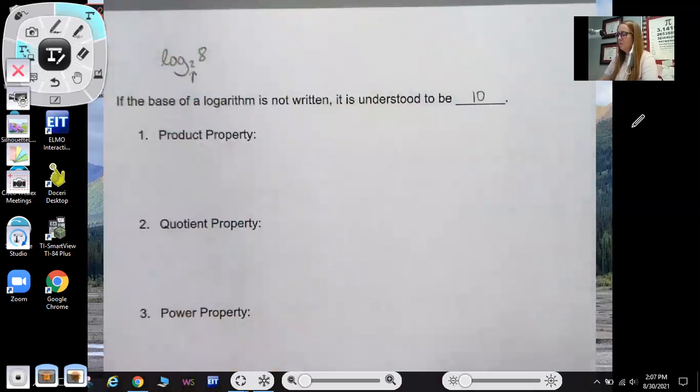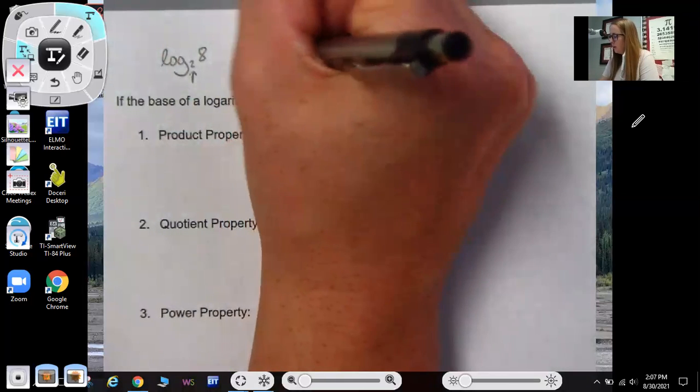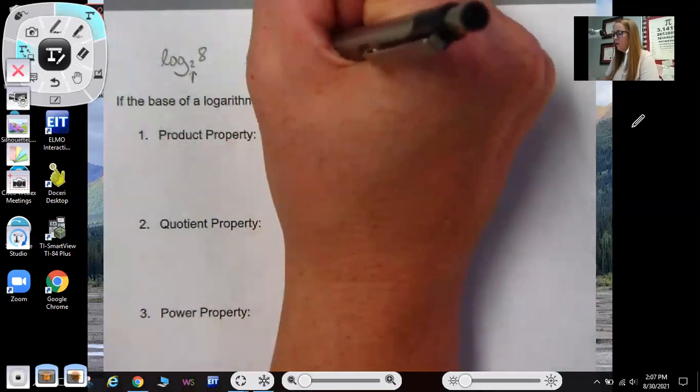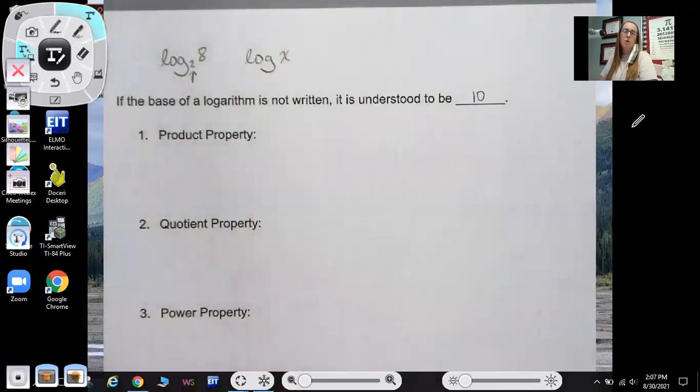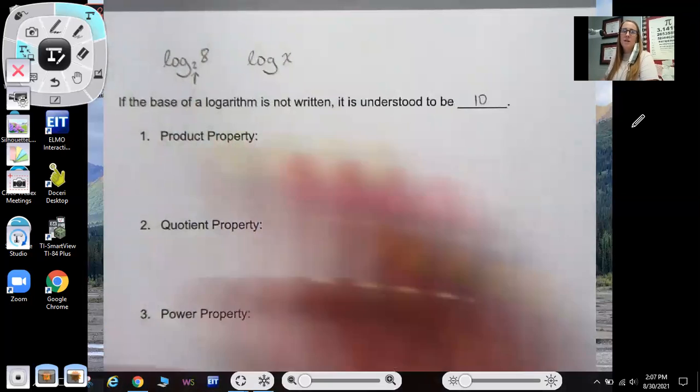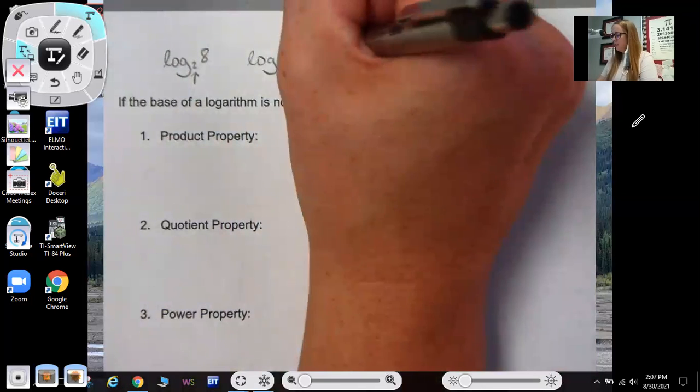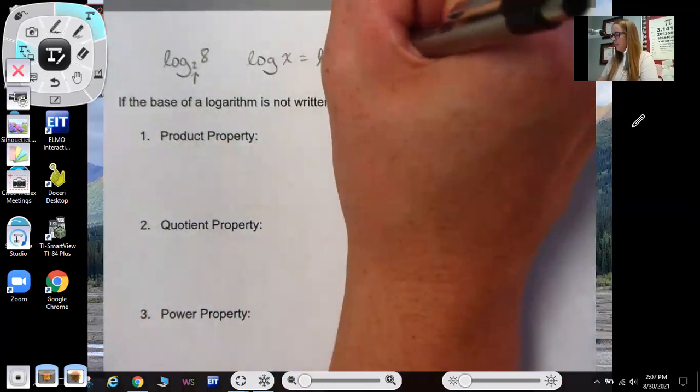But there may be times where the base is not written and you just have log of x or log of some number. If the base is not written, it's understood to be base 10.